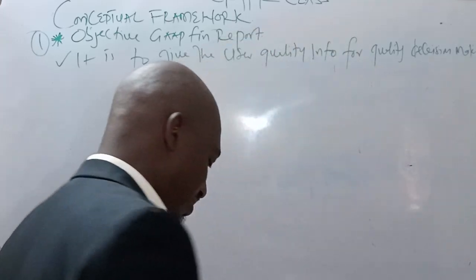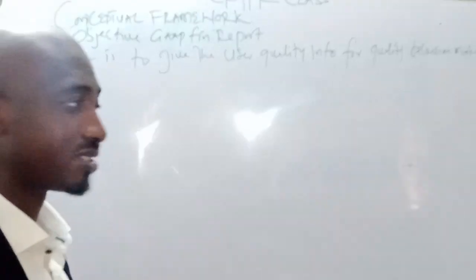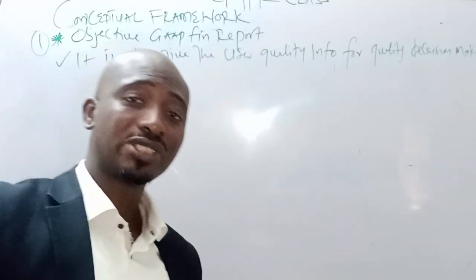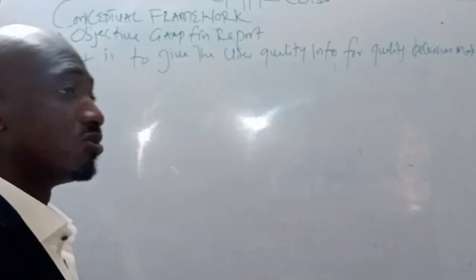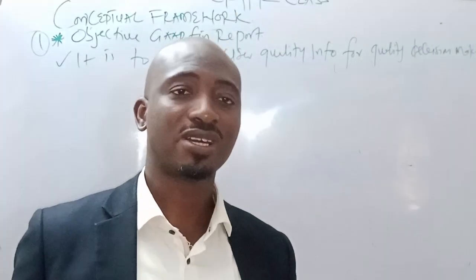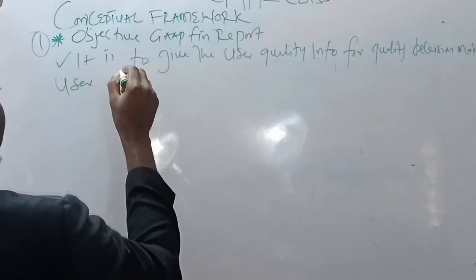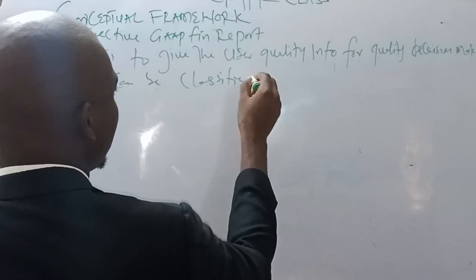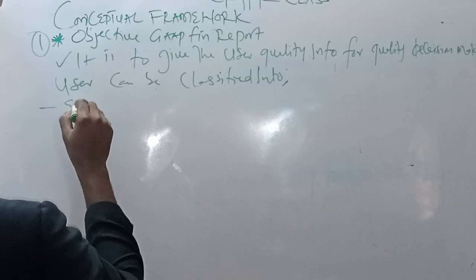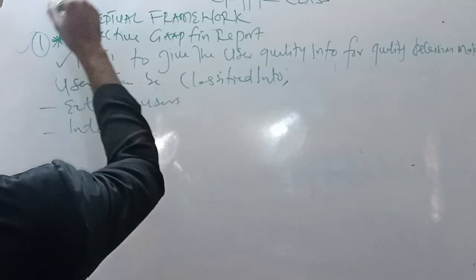Like I said in one of our previous videos, the essence of producing financial reports is not just to render stewardship accounts. It is for the decision making of the users of this financial report. Accountants are just preparing the accounts for certain users. So the objective of preparing your financial report is to give quality information as regards what has transpired within a period, and for those users to make quality decisions. Who are these users? The users can be classified into external users and internal users. Please, this is chapter 1 that we are looking at now.